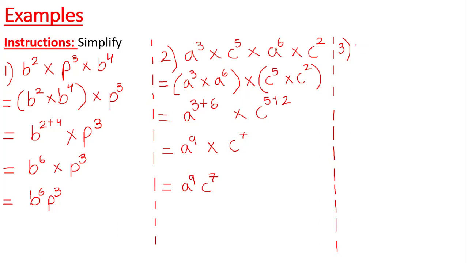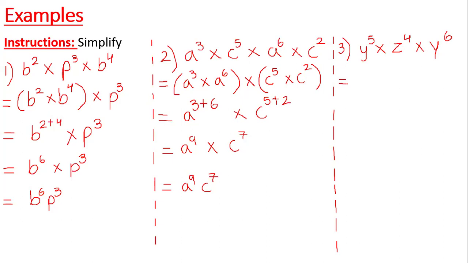Number 3, let's do number 3. So we have y to the power of 5 multiplied by z to the power of 4 multiplied by y to the power of 6. Can someone help me with how we're going to get this answer? What we're going to do? Let me know, please.